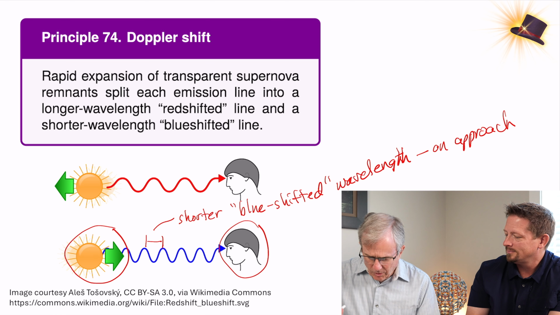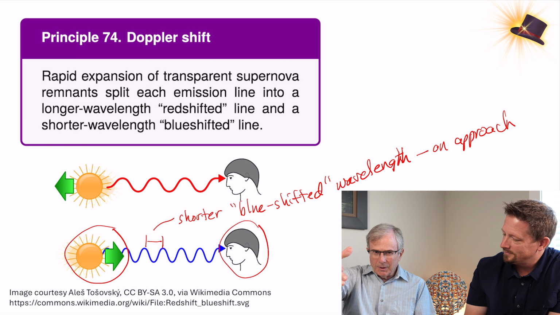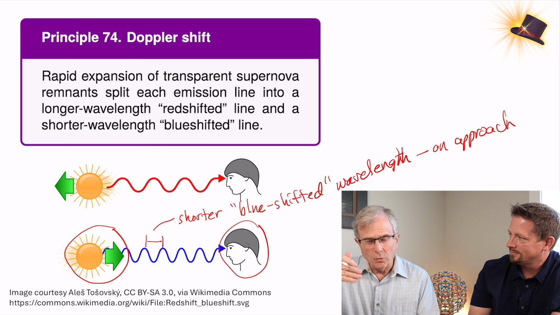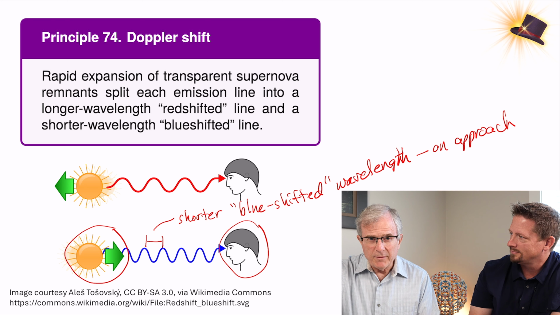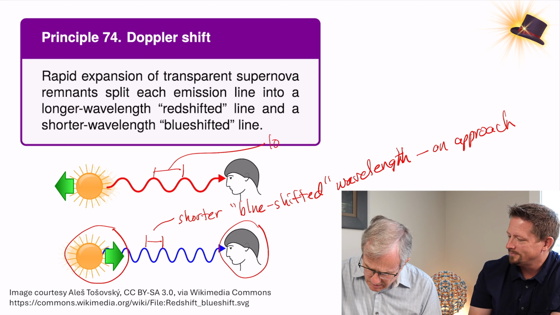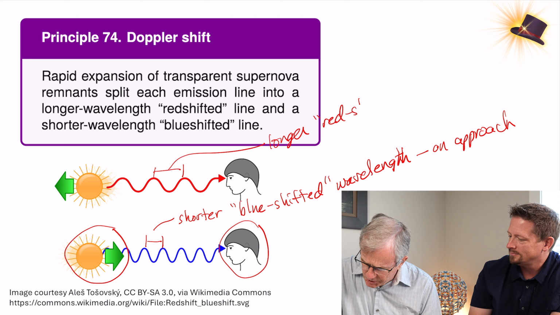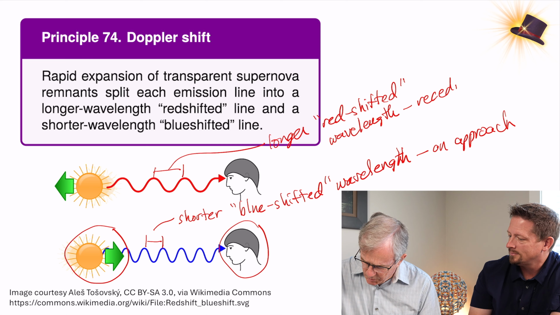And then if a star or any object is moving away from you, then between the emission of each wavelength and the next, it's moved away from you, which has stretched that wavelength out. And so this is a longer, redshifted wavelength when it's receding.